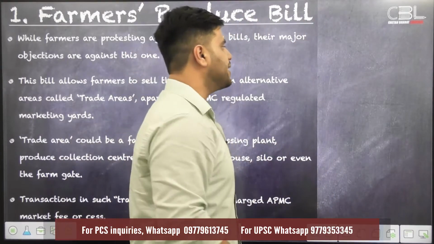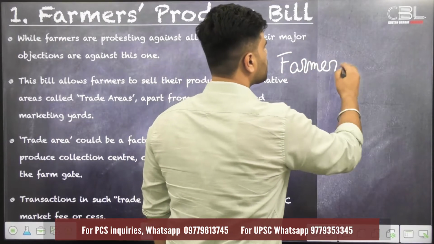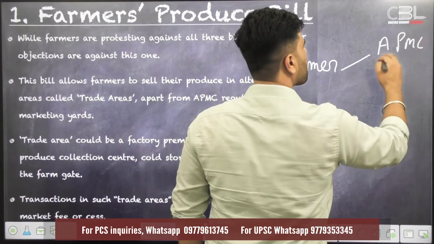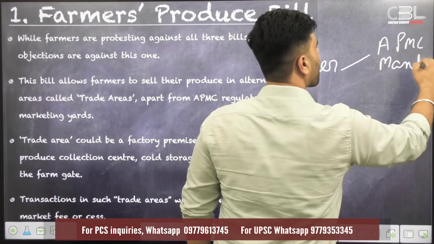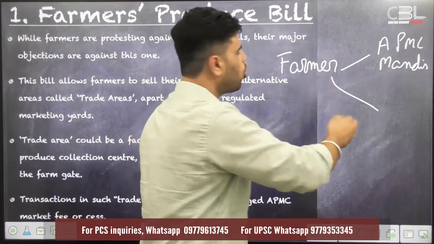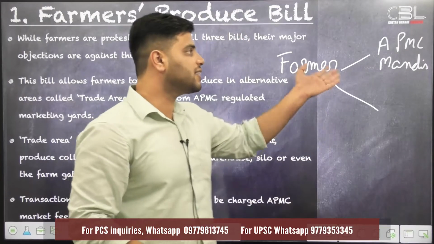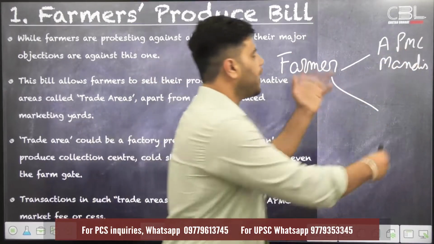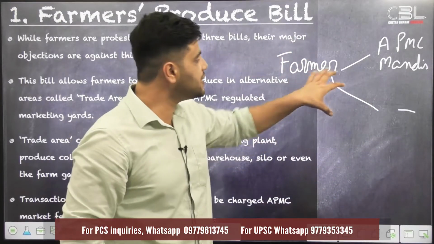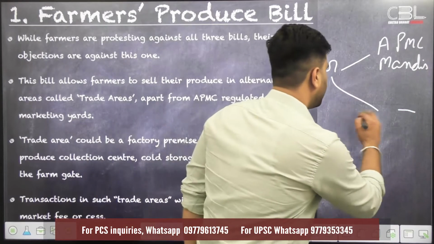What government has said is that farmers now have the option to sell either to APMC regulated mandis or to any third entity, or to anyone they want to. All right. So farmers now have the choice to either sell their produce to APMC mandis or any third party. All right. Now, Government of India or this bill has called these third party or these alternative sources of marketing trade areas.